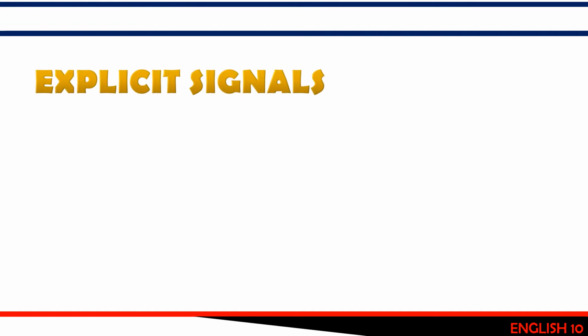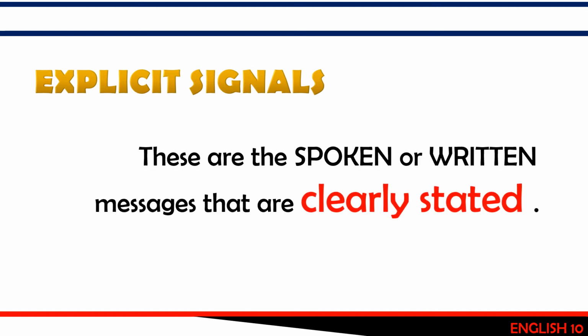So let's begin with explicit signals. Explicit signals in communication refer to the things we say or write that are often intended to influence actions. These are spoken or written messages that are clearly stated, and they show proof that the message is communicated. So examples of this are the print or the oral.